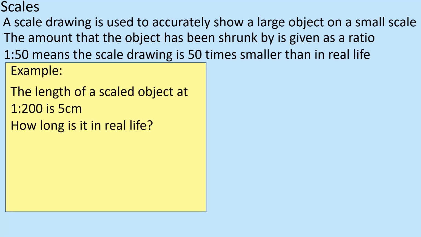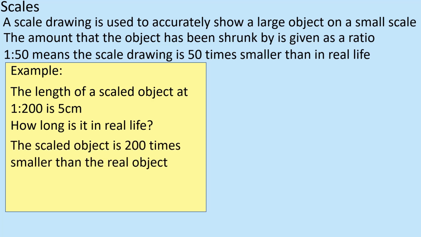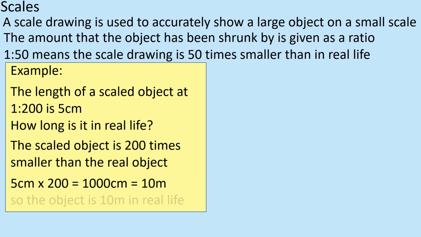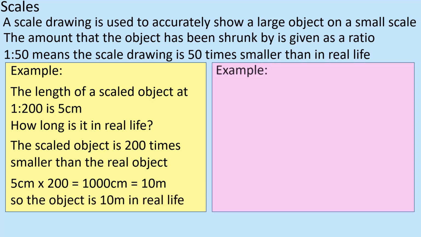Alright, so if I ask you the length of a scaled object which is 1 to 200 and it's drawn in 5 centimeters, then in real life it's going to be 200 times as big. So I'm going to take my 5 centimeters and times it by 200, and that's going to give me 1,000 centimeters. And of course, if I converted that, that's going to take me to 10 meters when I divide it by 100. Okay, so the object is 10 meters in real life.